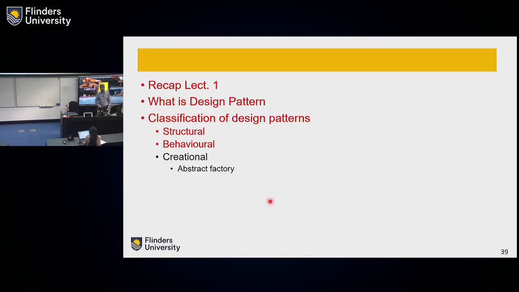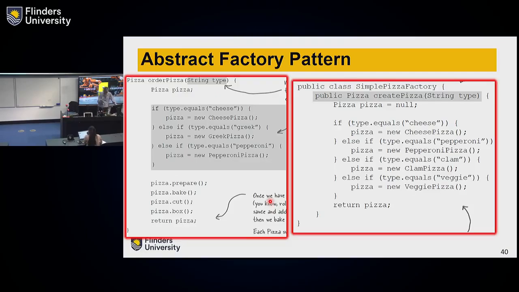So those are behavioral design patterns. The last ones are creational design patterns. These are all about creating objects. If you look over here, we have a pizza class, and orderPizza is a method. The orderPizza method needs a string, and depending upon what type of pizza the customer wants, this if-else structure creates a pizza type, does the rest of the things on the pizza, and returns the pizza. So this is a simple pizza class.